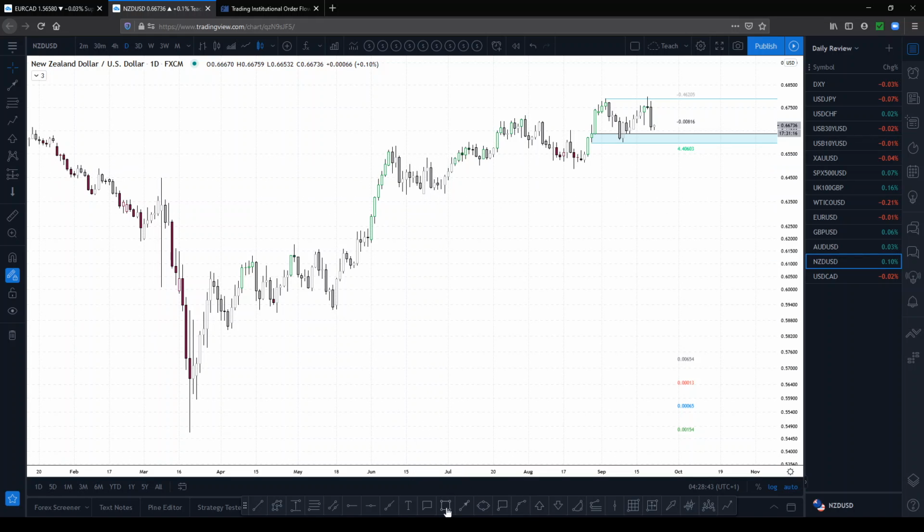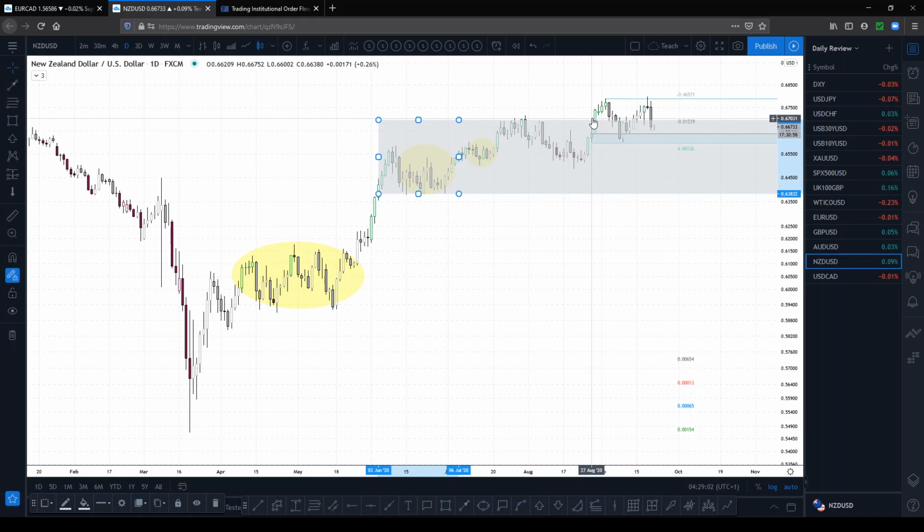We've had our what we call our shelves, our basing patterns. We've had a little one in here, a little one in there, and ultimately you could argue that this whole area right here is part of one big basing pattern that has now had a failed breakout attempt, a second failed breakout attempt, and it's come back into that level.